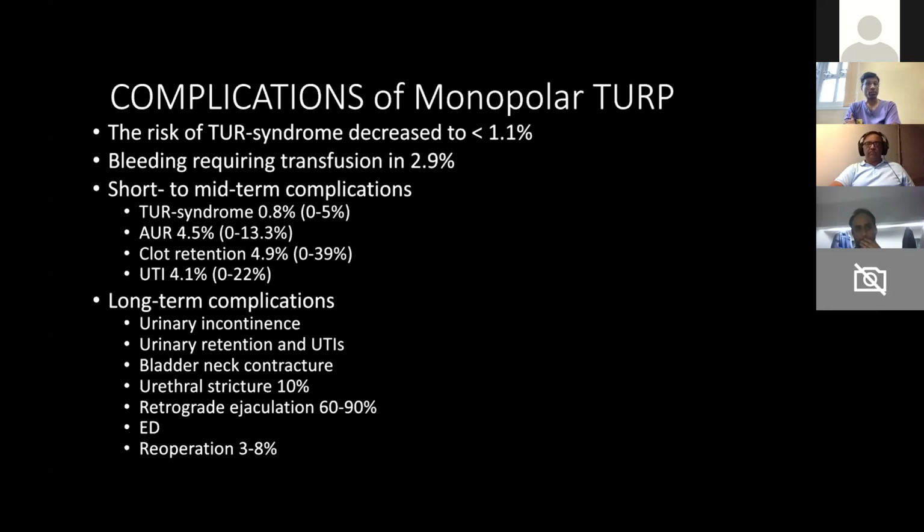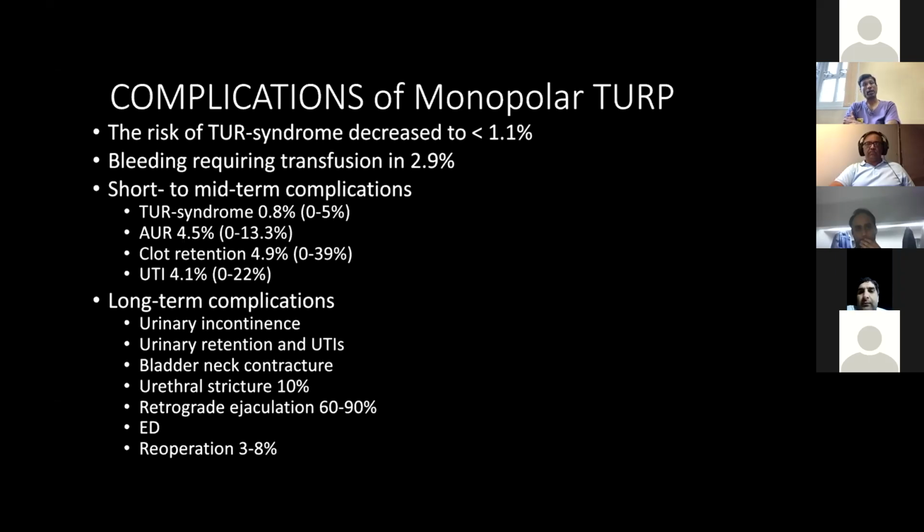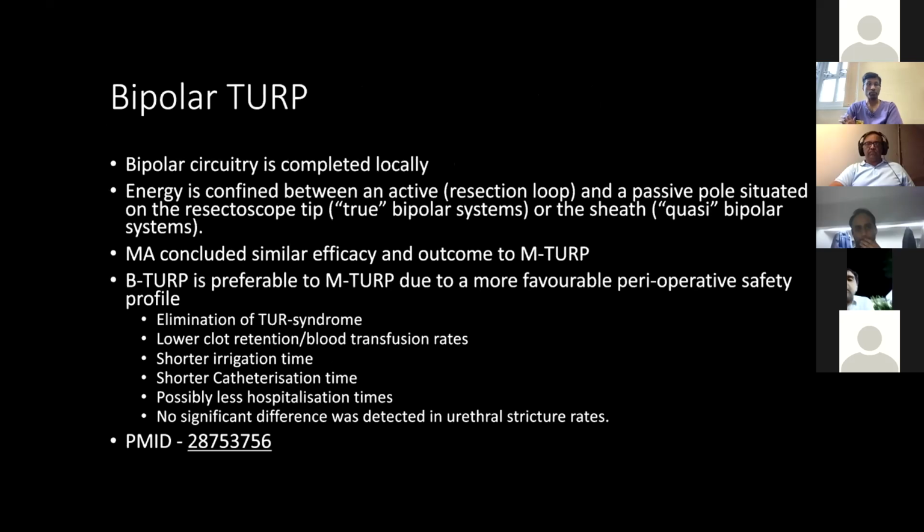60 to 90% of patients will end up with retrograde ejaculation. This is very important because now we have a few newer technologies which will preserve the erection and ejaculation. So if your patient is a very young patient, in his 40s or early 50s, wishes to preserve the ejaculation and erection, and there is a possibility the patient may even be hoping to have a child, in those patients, be very careful before offering monopolar TURP or even bipolar TURP. Reoperation rate, as I said, is 3 to 8% in 10 years' time.